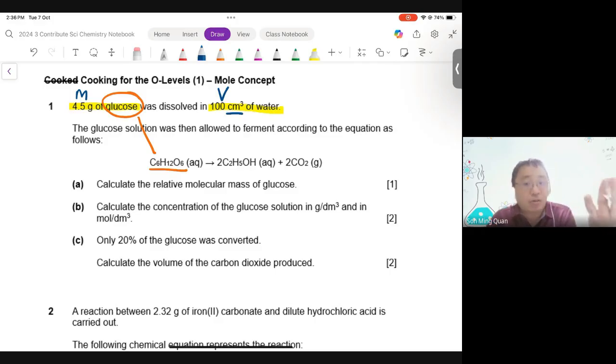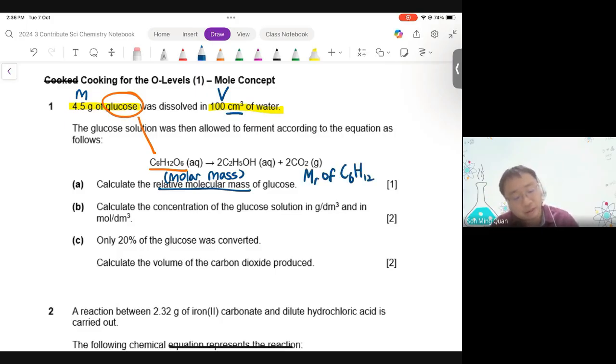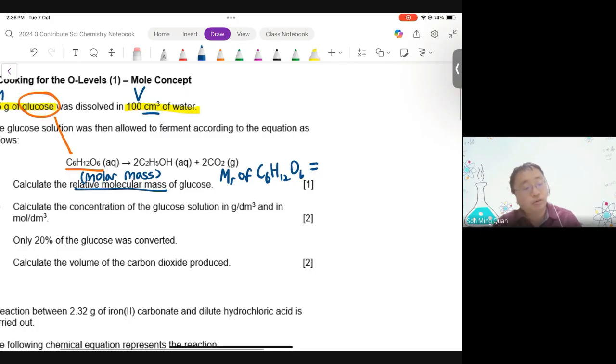So for 1A, you are asked to calculate the relative molecular mass, okay, MR of glucose. Now, another way to phrase this is, of course, molar mass. So we have already gone through this. Relative molecular mass and molar mass, they are the same number. The only difference is relative molecular mass has no units, molar mass has a unit. Okay, so how do you calculate MR? I think it's very straightforward. However, you need to show the substitutions.